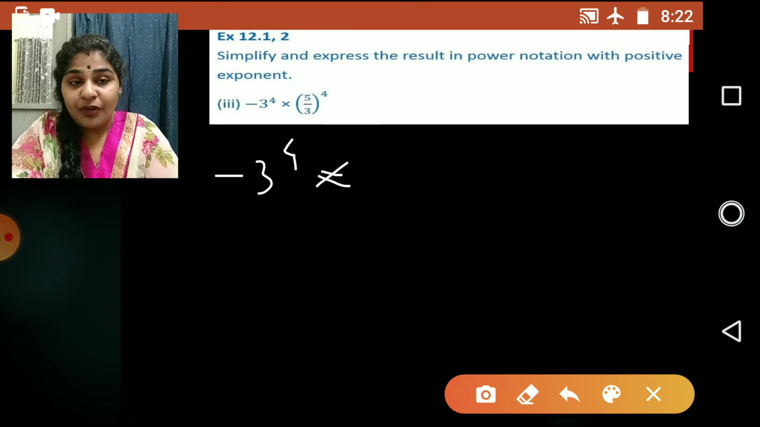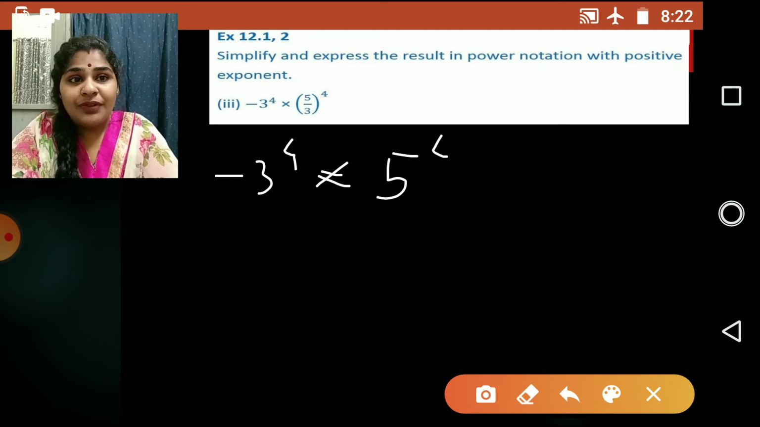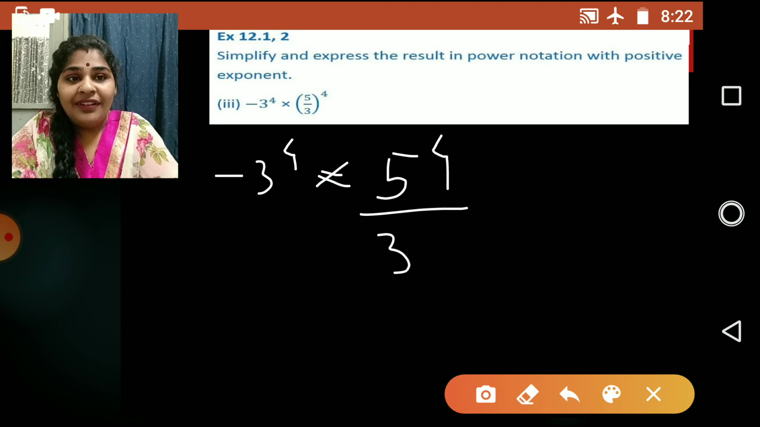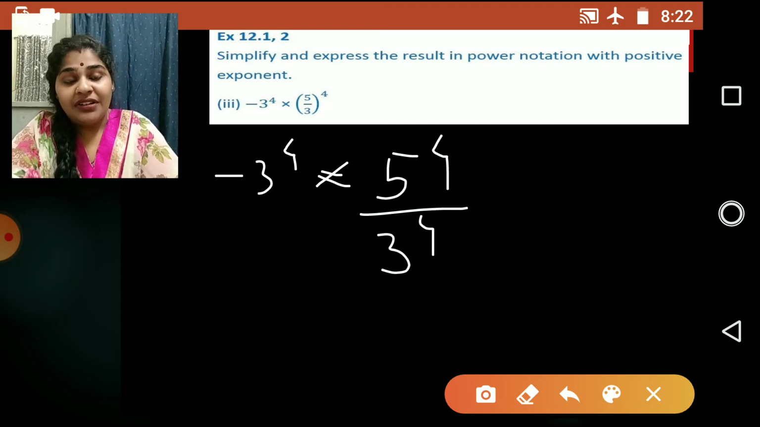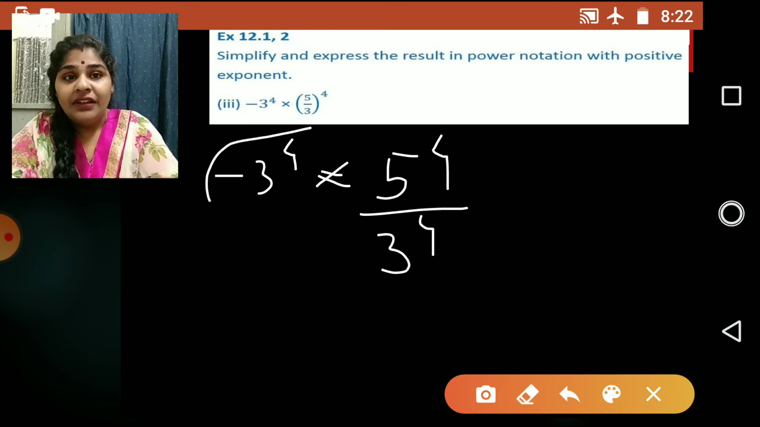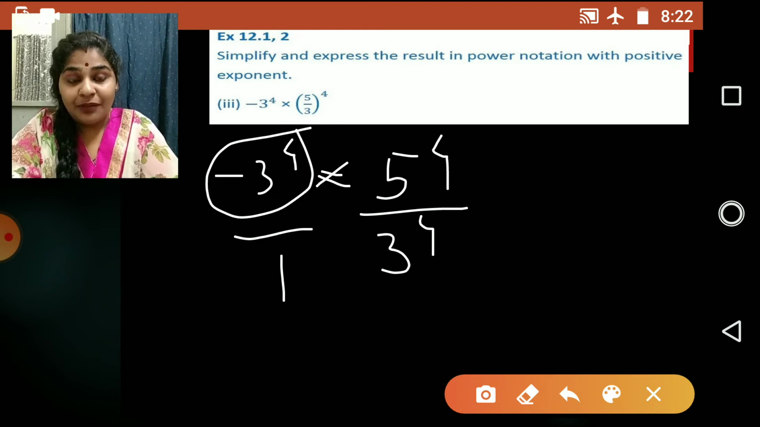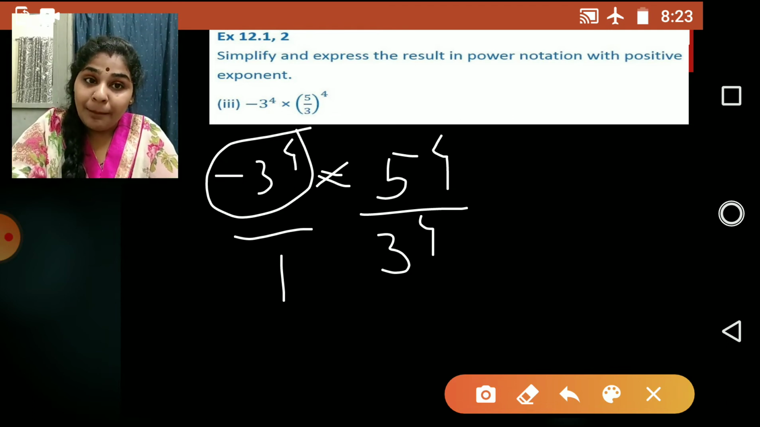For this (5/3) raised to 4, I can use the law (a/b) raised to m is equal to a raised to m upon b raised to m, children. This law I have used, right? Now here, this negative 3 raised to 4 can we write in the fraction form as 1 divided by 1, right? So now we know the fractions, numerator to numerator and denominator to denominator we multiply, right?